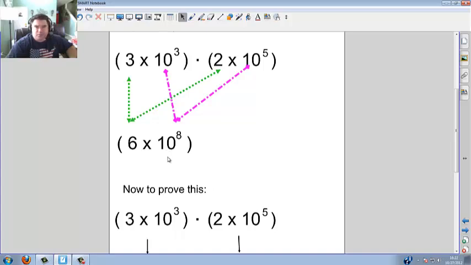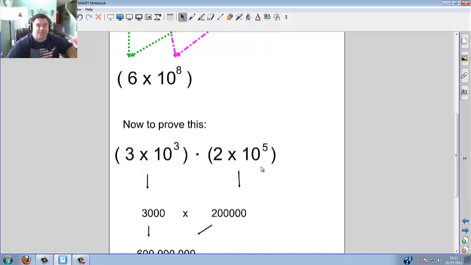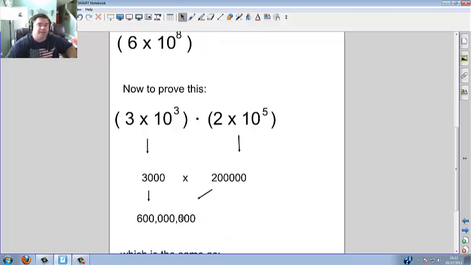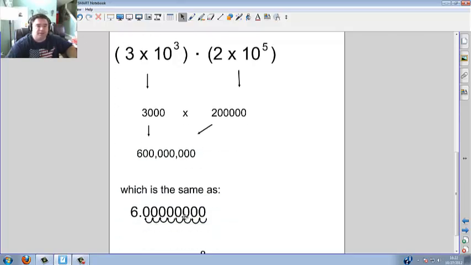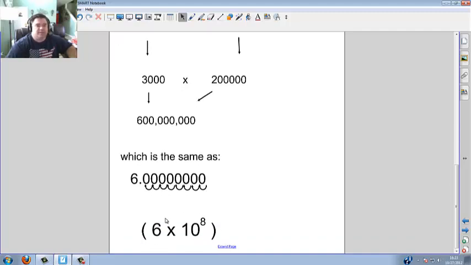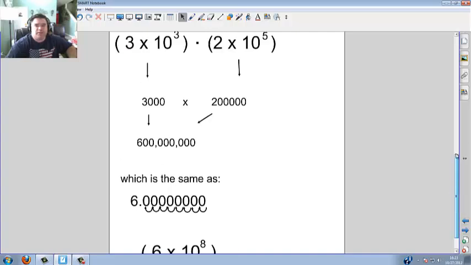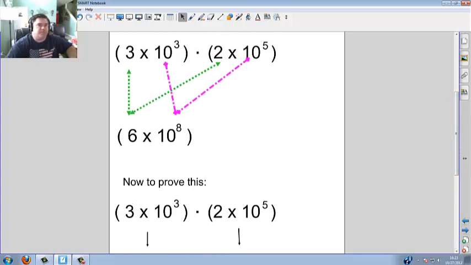By the way, I can prove this by saying 3 times 10 to the third is going to make 3,000, and 2 times 10 to the fifth is going to make 200,000. And if I times them up with a real big calculator, I'd get 600 million. And the same, by the way, is 6 times 1, 2, 3, 4, 5, 6, 7, 8 zeros, it looks like. 6 times 10 to the eighth, which is what I had up here.